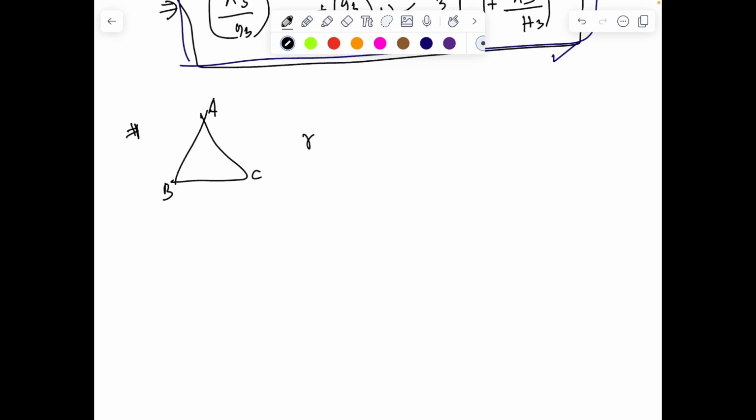The radius of the incircle is r. So we know, r is the area of the triangle by the semi-perimeter, right? And what is the semi-perimeter? It's a plus b plus c by 2, where we have side lengths a, b, c.